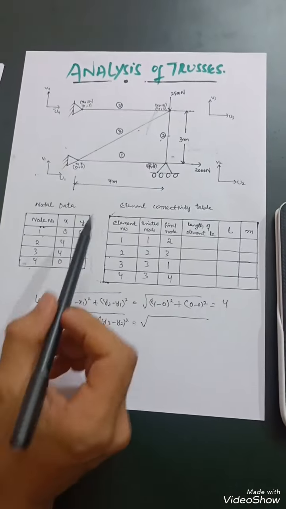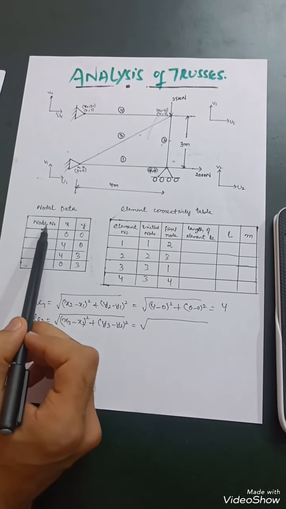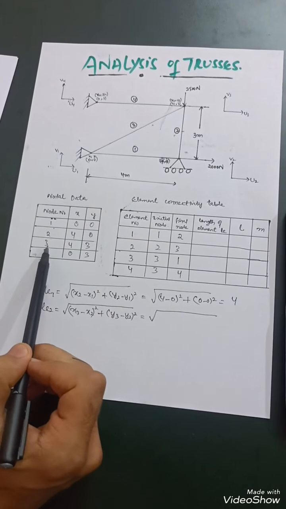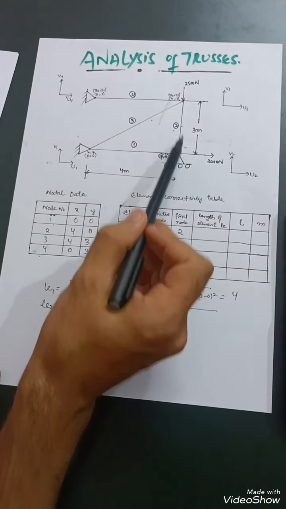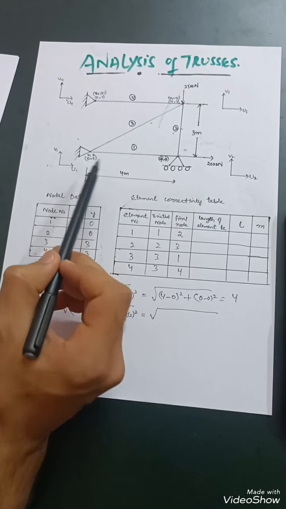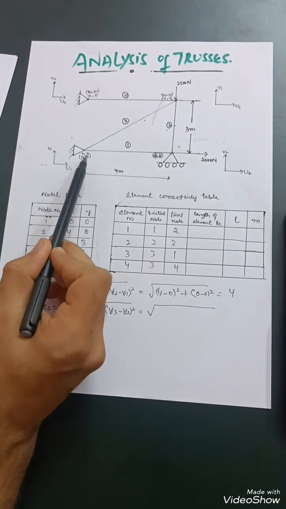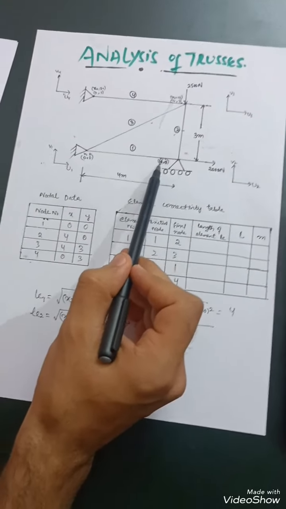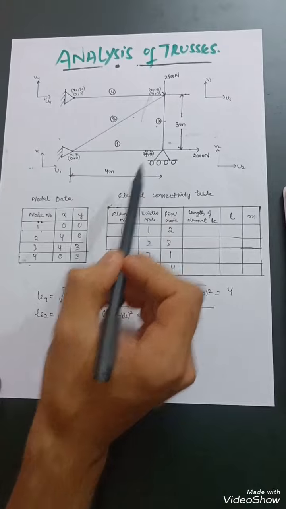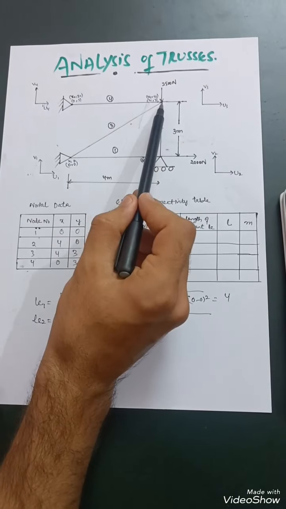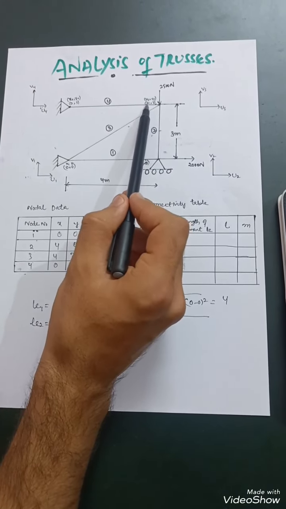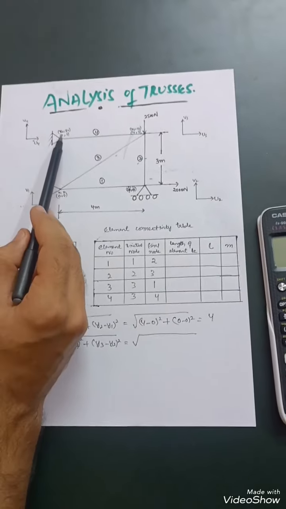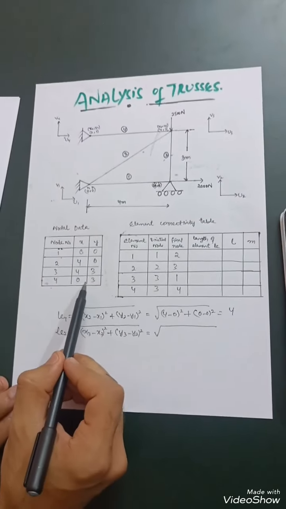So first of all you have to write the nodal data, the x coordinate and y coordinate of nodes: the first node, second node, third node and fourth node. For the first node, x1 is 0 and y1 is 0. Then for the second node, x2 is 4 and y2 is 0. Then for the third node, x3 and y3 are 4 comma 3. Then for the fourth node, 0 comma 3, which I have written over here.